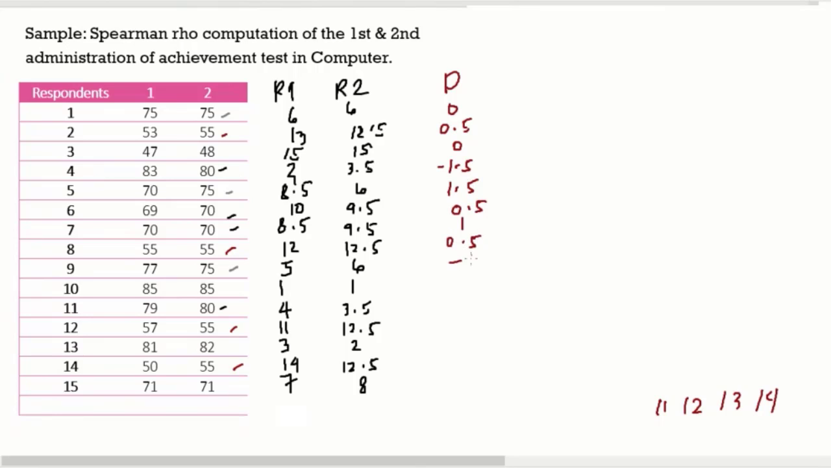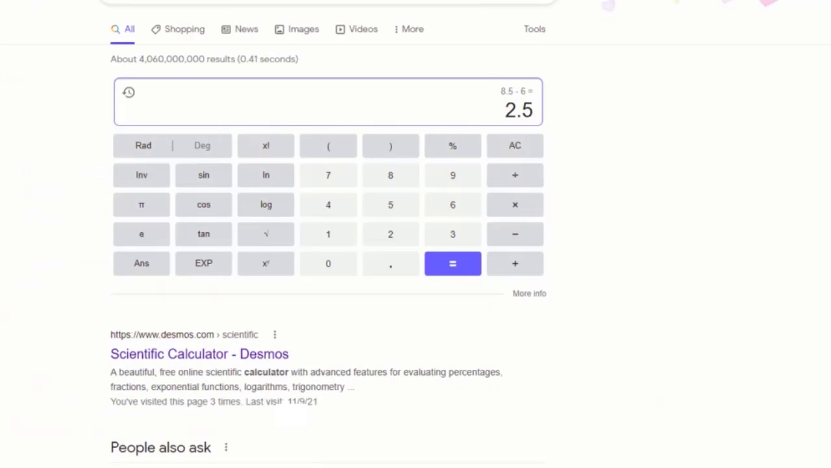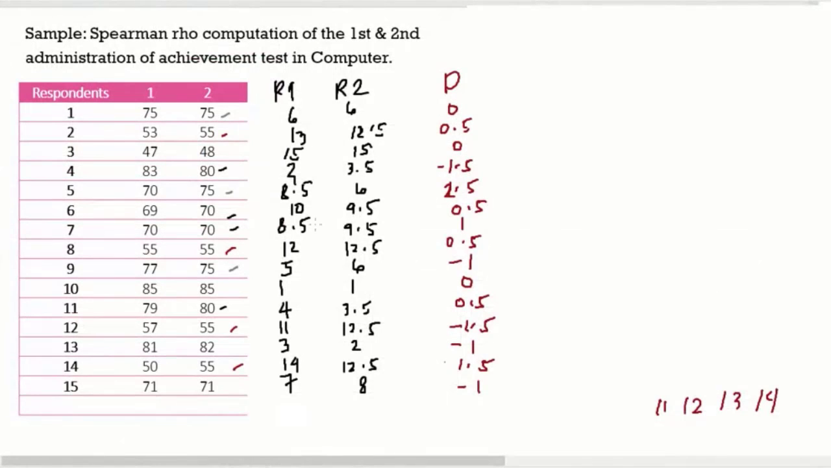1.5, negative 1, 0, 0.5, negative 1.5. Tama ba? 3 minus 2, negative 1, 0.5. Negative 1.5, no? Ay, hindi. Positive 1.5. 7 minus 8, negative 1. May something wrong ba ako dito na part? Wait lang nga. 6 minus 6, 0, 0.5, 0. Okay. Sabi ko na nga ba, may somewhere mali ako dyan.